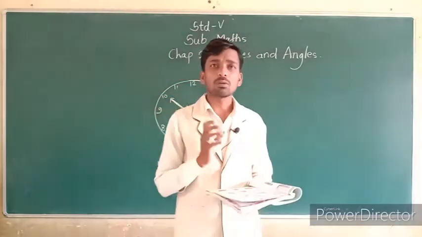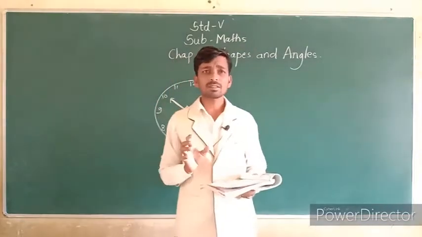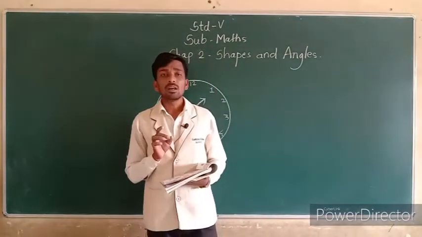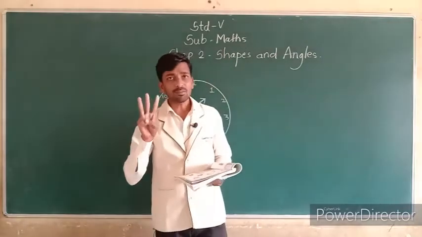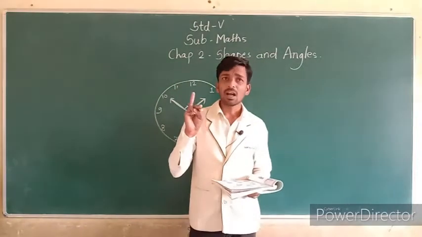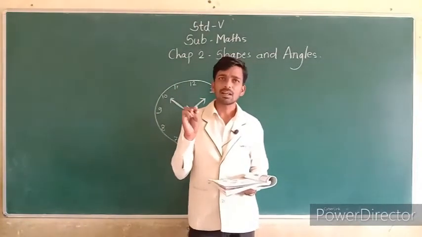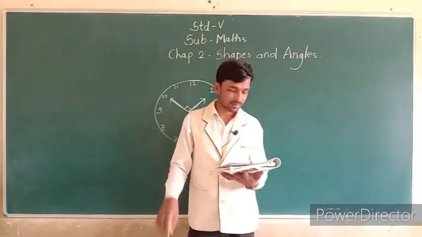All of you understood what we write? First you can write the timing for all the clocks, and then you can write which type of angle is there. 3 types. Less than right angle, right angle, and more than right angle. That is a very easy question, so you can complete it for those 5 clocks.